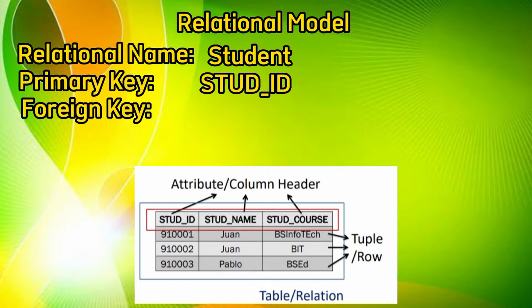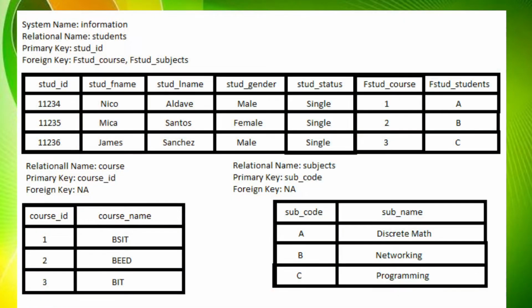And remember, when writing relational name, primary key, and foreign key, space is not acceptable. You need to add underscore instead of space. You must remember that relational model consists of tables. In finding the foreign key, you must look for the name of the other table. For example, the relational name of the other table is course. Then your foreign key is F_course. We will be using the sample relational model, guys, for creating our database.